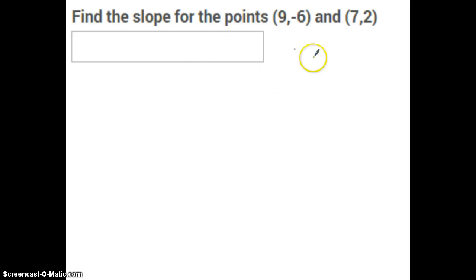All right, so now I'm going to use the slope formula because I have 2 points. So I need y1, y2, and I need x1 and x2. So the most important thing is labeling. This is the first x, this is the second x. This is the first y, and this is the second y.